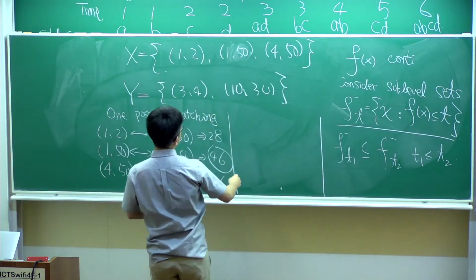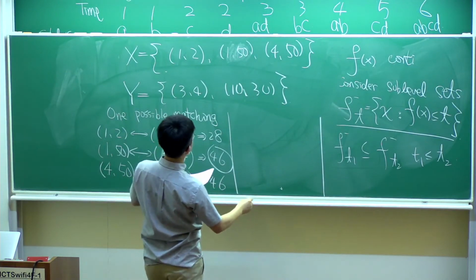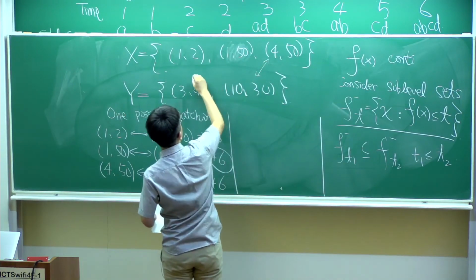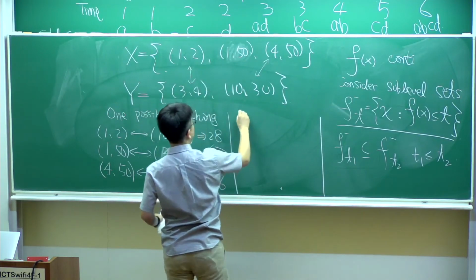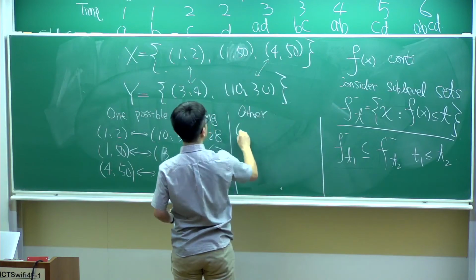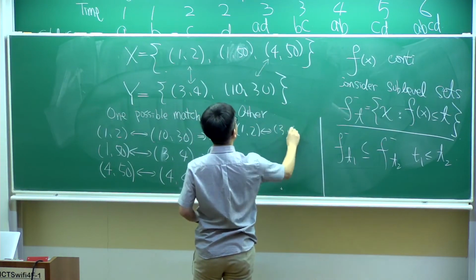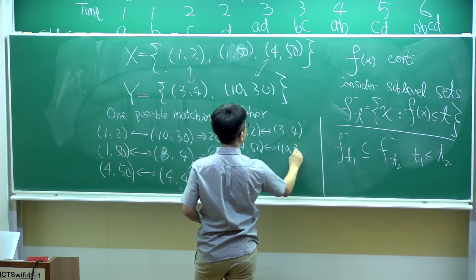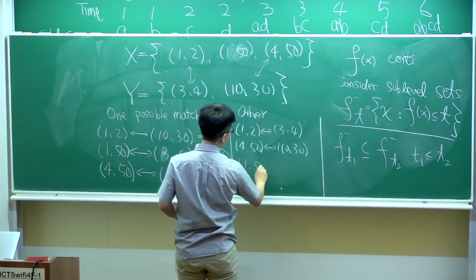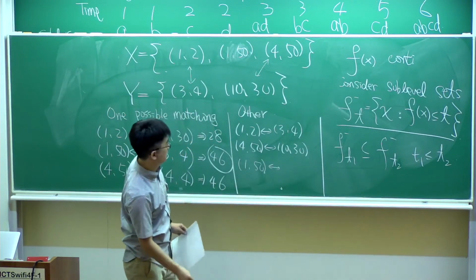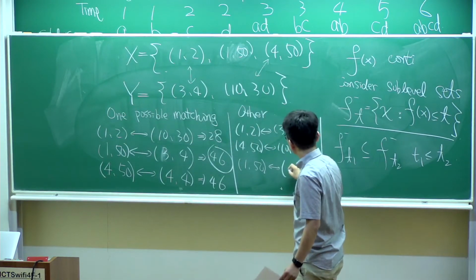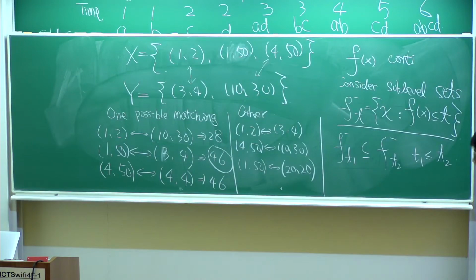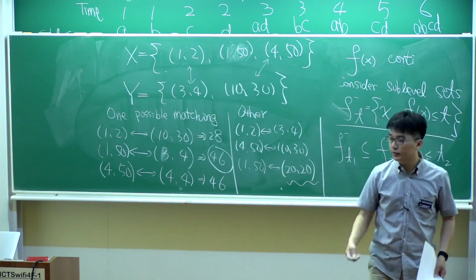You can also try to match these two, maybe match these two. You can also match this to 3, 4, that will be 10, 30, and you can match 150 to any point. So I can do, I don't know, 20, 20, just to give you an idea what happened here. This is really the freedom you have.